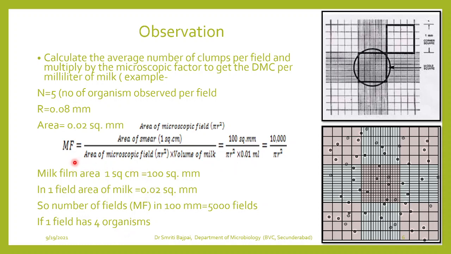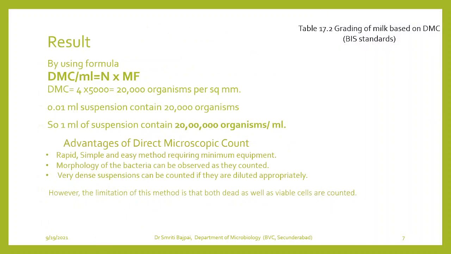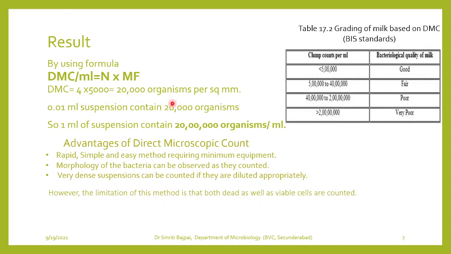So this is the formula: firstly, to take out the value of MF, that is the microscopic factor. After the MF, we can calculate the number of organisms: whatever is the MF and the number of organisms per field, by multiplying them we can get the number of organisms. So 1 ml of suspension contains this number of organisms, because we need to calculate the number per ml.